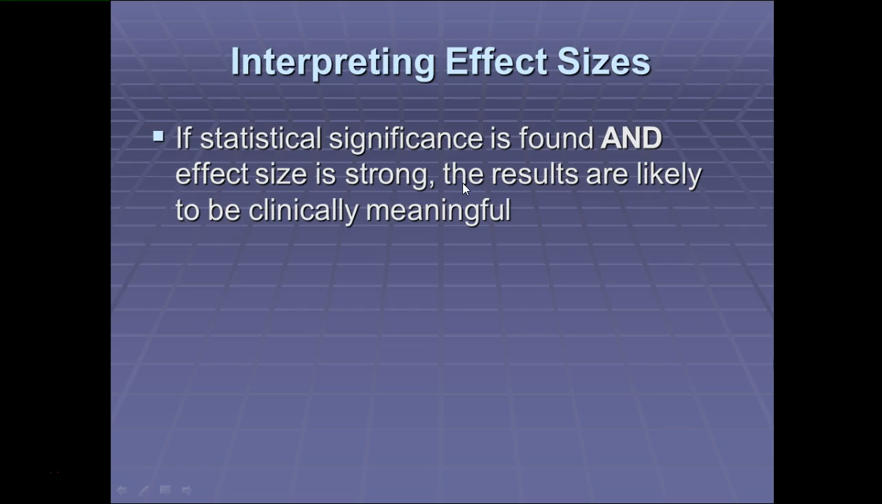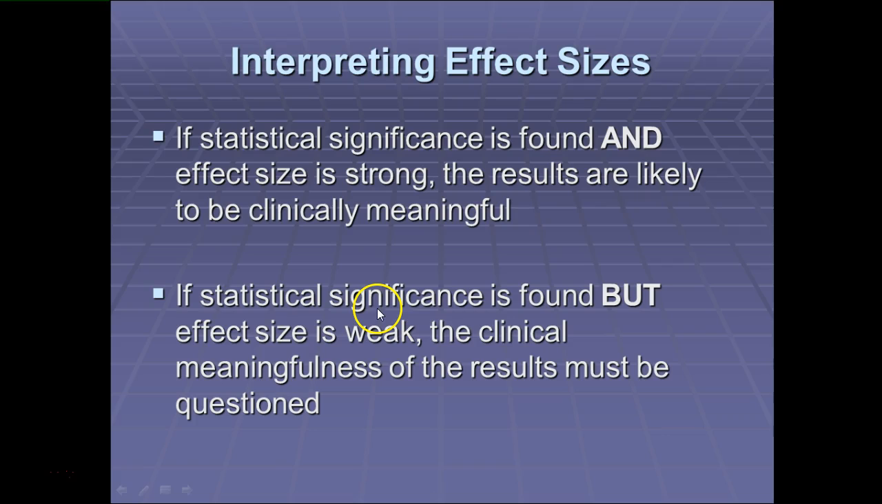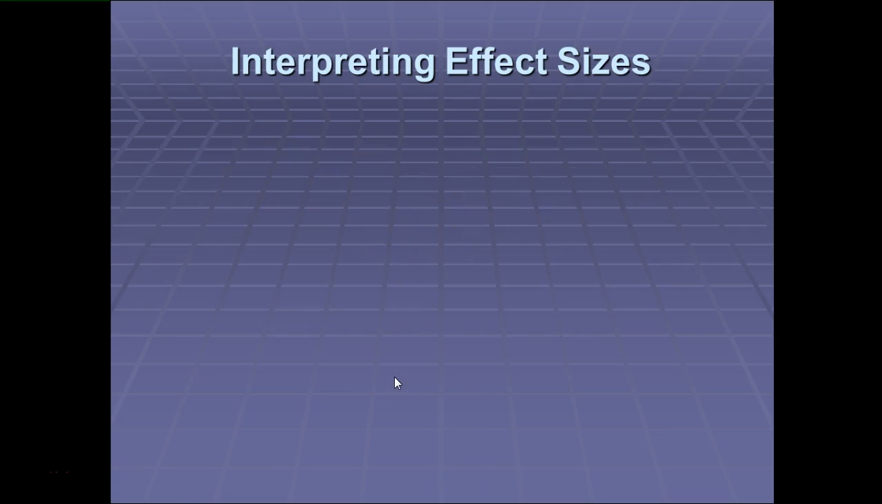The p-value is less than 0.05. Our effect size is at least 0.8. We can take the results of that study and apply that to our clinical practice to hopefully improve patient outcomes. But what happens if it's not so clear? If statistical significance is found, but the effect size is weak, so less than or equal to 0.2, the clinical meaningfulness of the results must be questioned. So you may not want to use that intervention or treatment in your clinical practice until you've done further research or you've read other research articles that could substantiate or support the use of that treatment or intervention in your clinical practice.